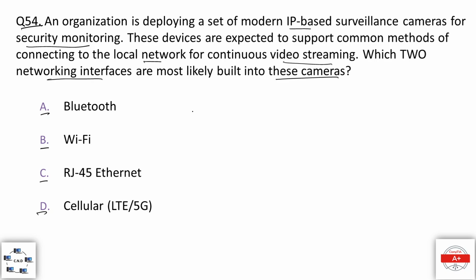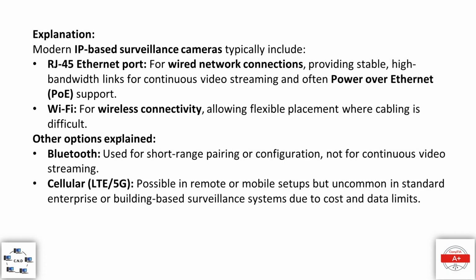The correct options are, we have to choose two options. The first correct option is option B, Wi-Fi, and the second correct option is option C, RJ45 Ethernet. And the explanation is, the modern IP-based surveillance cameras typically include an RJ45 Ethernet port for wired network connection, providing stable, high bandwidth links for continuous video streaming and often Power over Ethernet support.